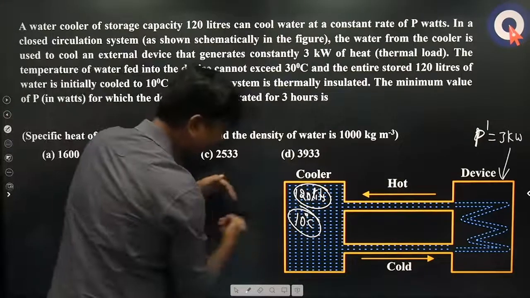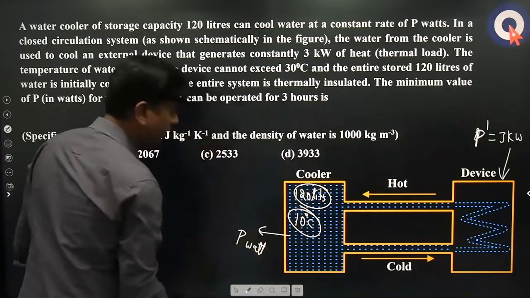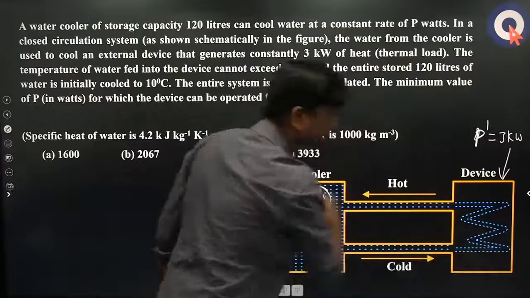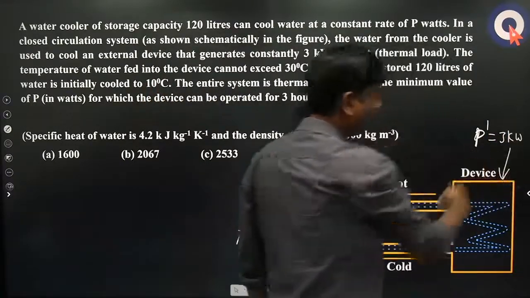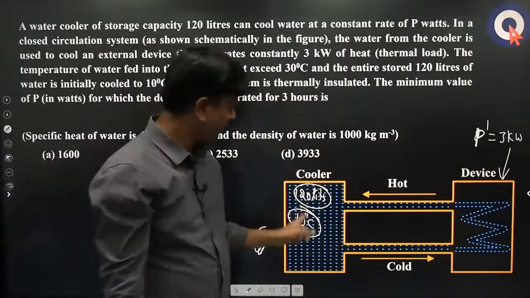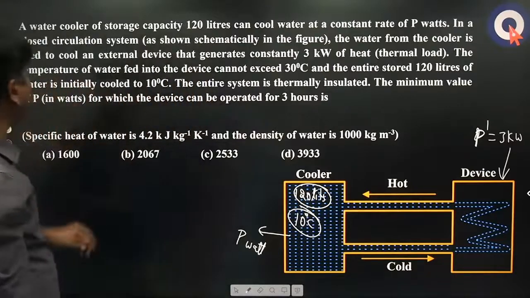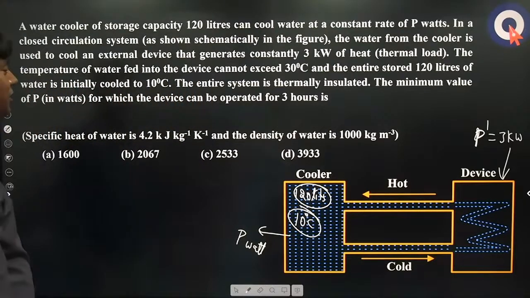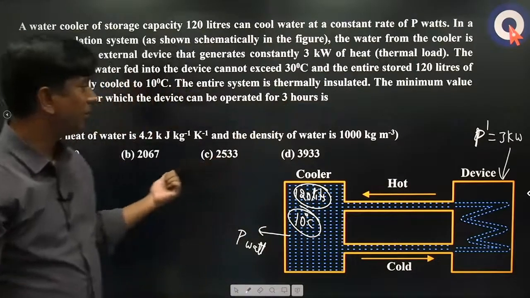So this will remove the heat at a rate of P watts, right? So completely if you take this as a system, in this total system, here 3 kilowatts is entering and it is removing at P watts. And initially already water is there at 10 degrees Celsius, right? So what is the minimum value of P in watts for which the device can be operated for a total of 3 hours? So the device has to be operated for 3 hours.